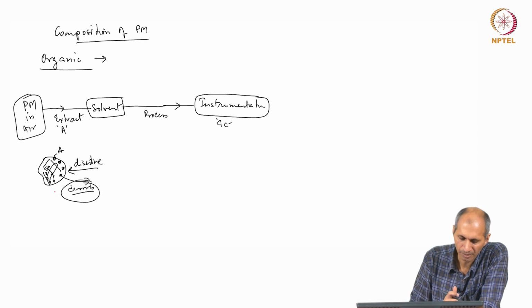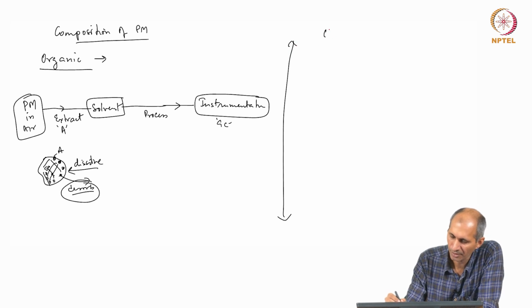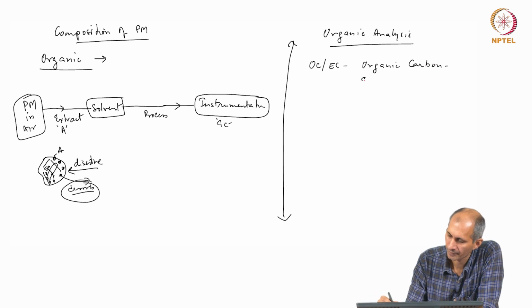Okay. So, I will just classify it, I am not going to discuss in detail. So, when we do organic analysis for PM, we do what is called as OCEC analysis, organic carbon, elemental carbon. Okay.